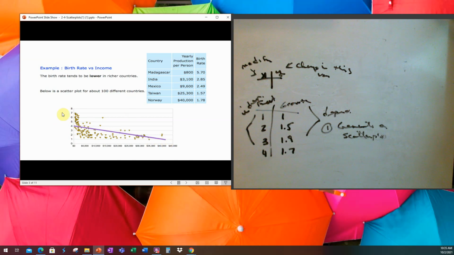So the first thing we're going to do is look at the scatter plot and then see if there is some kind of trend line, that there is a trend. Later on, we're going to talk about, well, maybe there's no trend. What does that look like?